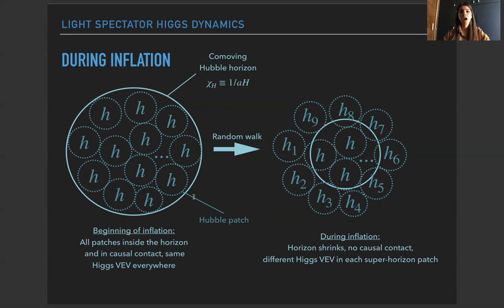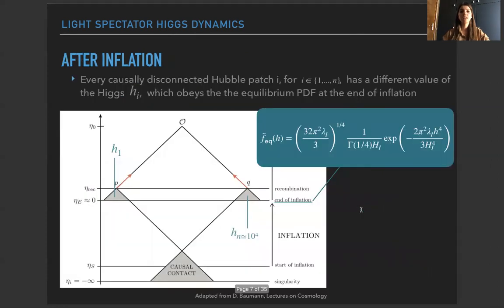because every Hubble patch communicated with the rest of them. However, as the moving Hubble horizon starts to decrease, more and more Hubble patches exit this region of causal contact. And as a result, because Higgs fluctuations stretch to the superhorizon scales, each Hubble patch outside the horizon acquires a different Higgs VEV compared to its neighbors. So at the end of inflation, you're left with 10 to the 4 Hubble patches, each of which is characterized by a different Higgs VEV, basically.